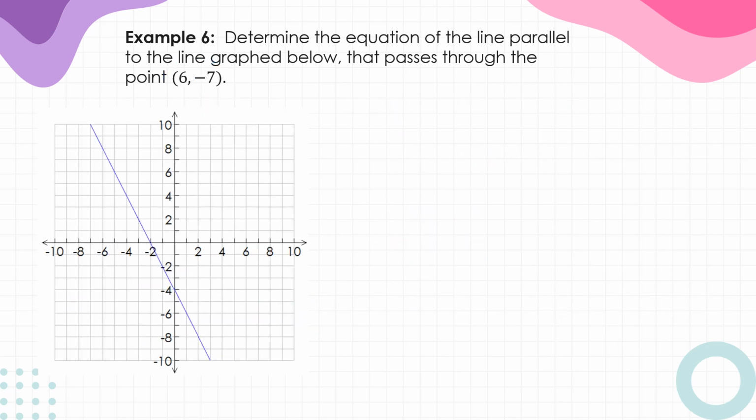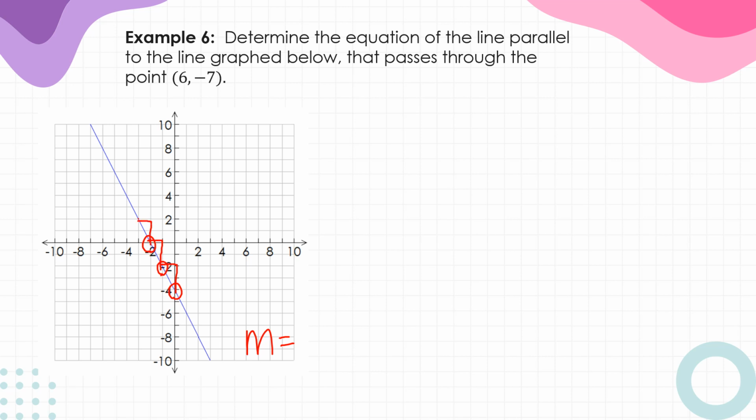Example 6: determine the equation of the line parallel to the line graphed below that passes through the point (6, -7). So again, I need to find the slope first, and my parallel line will have the same slope. We can use the x-intercepts if we want. There's another point in between those. This is going up 2, left 1, up 2, left 1, up 2, left 1.